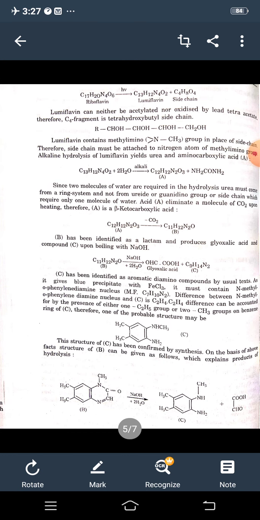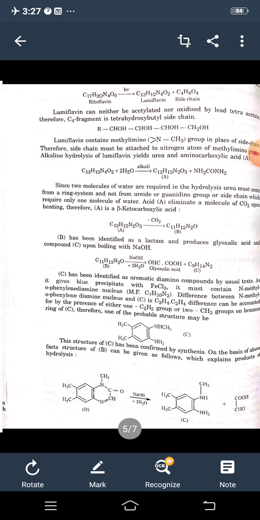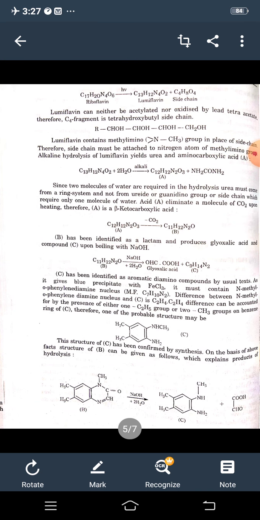So lumiflavin contains a methylamino, means tertiary amine type group in place of the side chain. Therefore, the side chain must be attached to the nitrogen of the methylamino group. Alkaline hydrolysis of lumiflavin yields urea and an amino carboxylic acid as shown in this reaction.